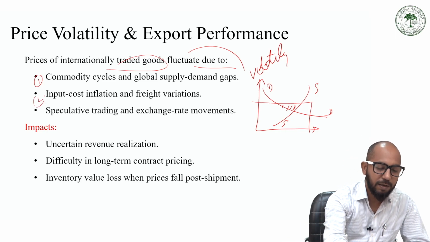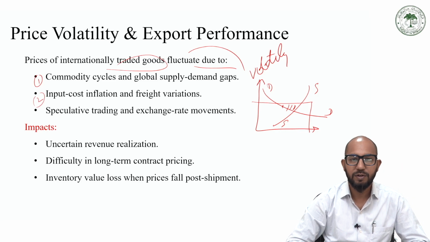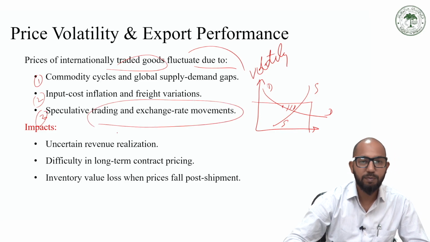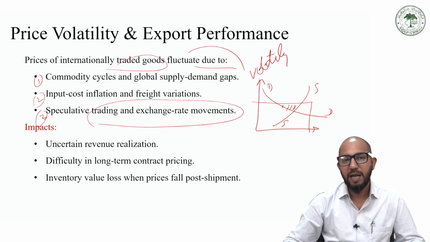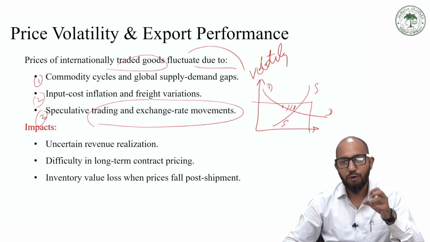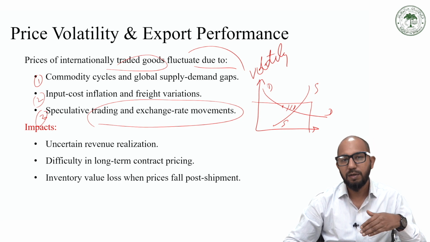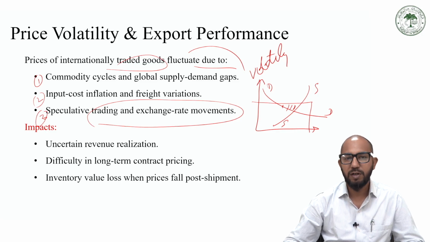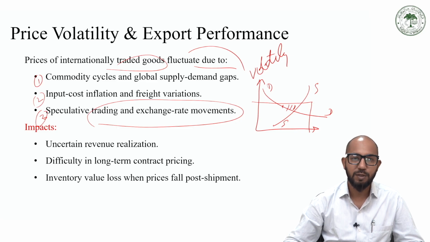The second is the input cost inflation and freight variation. These are also some changes in prices of the product, and that also has a negative impact on exporters. And third is the speculative trading and exchange rate movements, that is trading by holding of the goods, foreign exchange, etc., in anticipation of more profits in the future, or vice versa, can also result in price volatility, and that also has a mixed response towards the export performance.